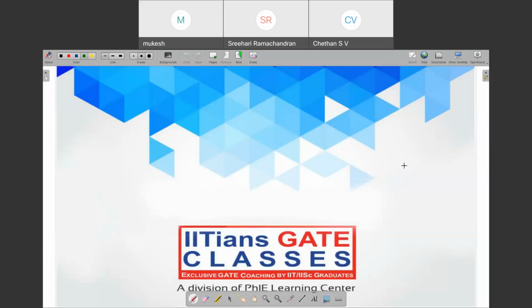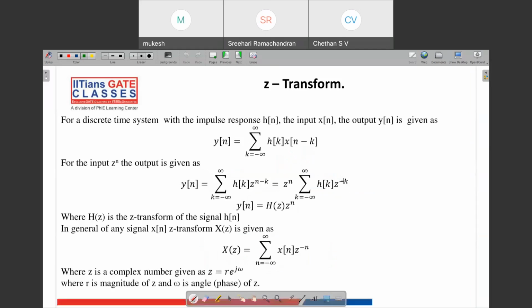Today we will go through the new topic, that is the Z-Transform. In the last class we discussed the Laplace transform, which was for the continuous time signal. Today we will be discussing the Z-Transform, which we use to transform the discrete time signal. So let's go through it.